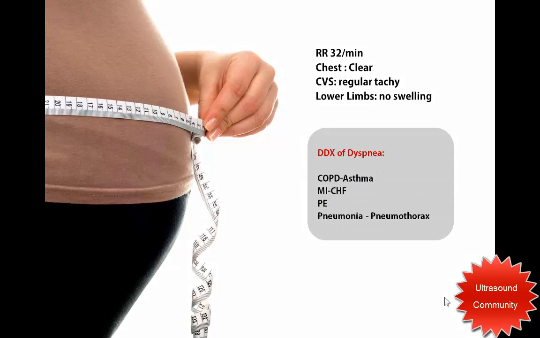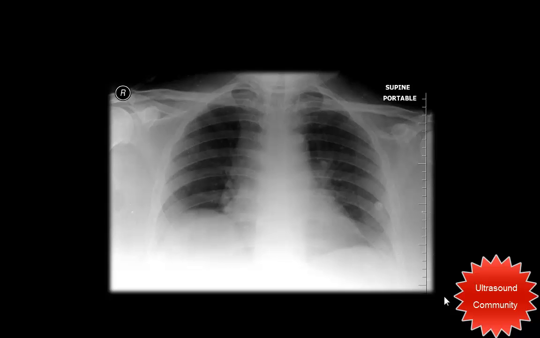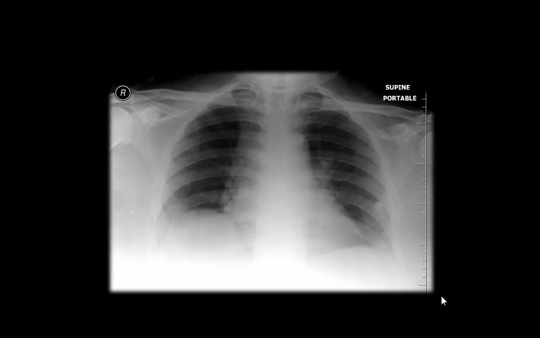So our working differential diagnosis: COPD, asthma, is it myocardial infarction, congestive heart failure, is it pulmonary embolism, pneumonia, pneumothorax. Now to approach the diagnosis, we could do chest X-ray, ECG and echocardiography. Now chest X-ray did not show any clear infiltration suggestive of pneumonia. It is not suggestive of pulmonary edema as well.